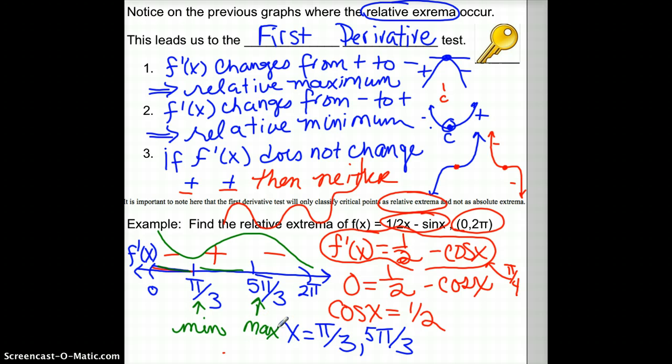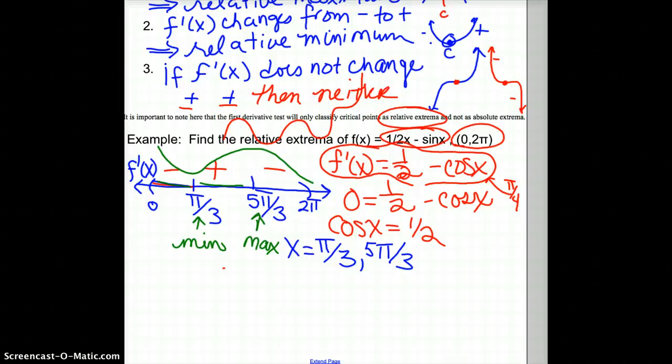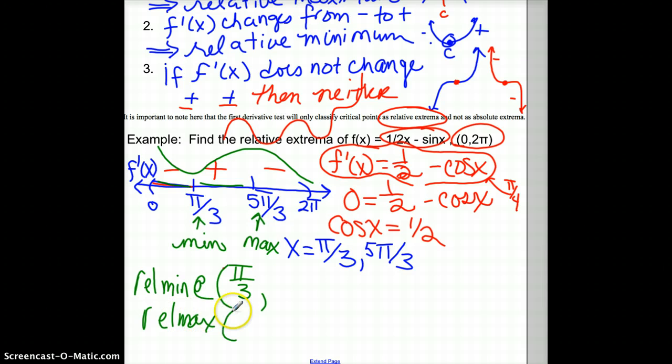So when I answer this question, I need to write my answer. It says find the relative extrema. It doesn't say what is the extreme, because then it would be a y value, but I want to know where it is. I want to find its location. I now know that my relative min, I'm going to write this, relative min is at pi over 3 comma something. I also know that I've got a relative max at 5 pi over 3 comma something.